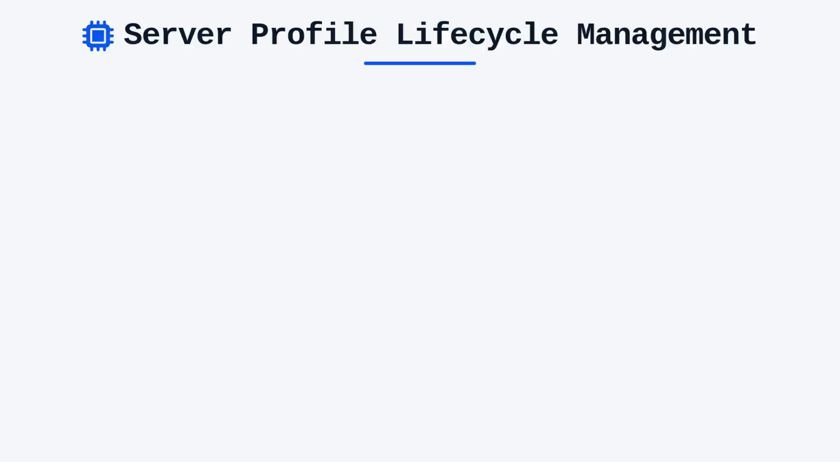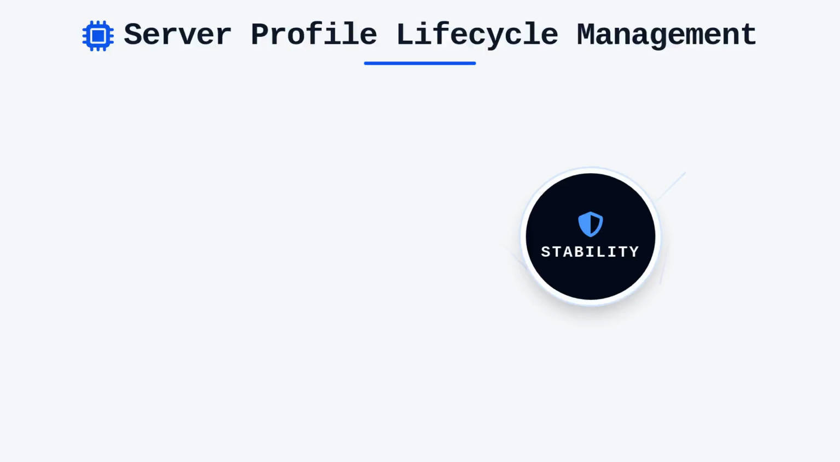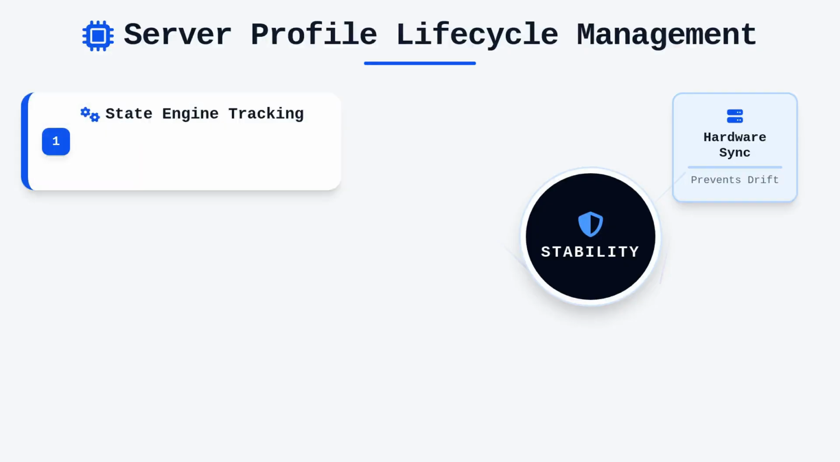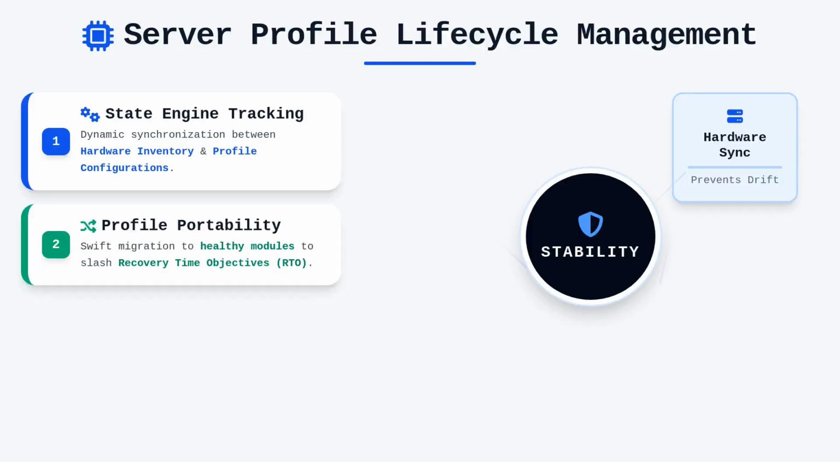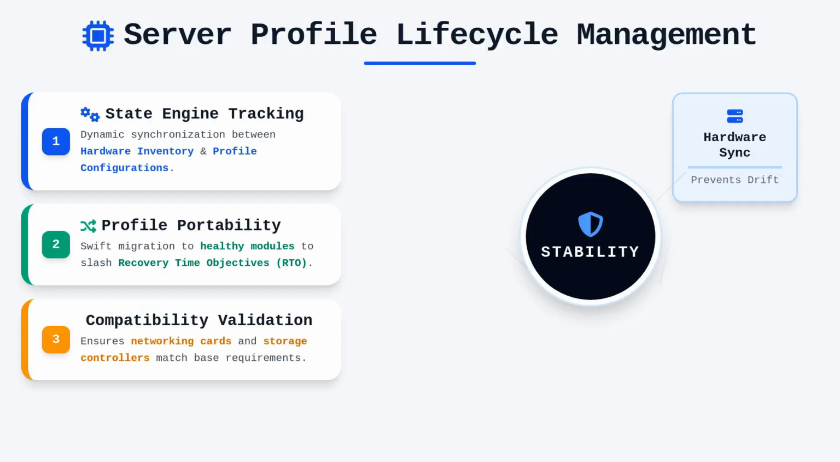Understanding the lifecycle management of these profiles is critical for maintaining infrastructure stability and scalability under stress. Once a profile is mapped to a server, the system manages the relationship through a defined state engine that tracks changes to both the hardware inventory and the profile configuration. Should a hardware failure occur, the administrator can move the server profile to a spare, healthy compute module, significantly reducing the recovery time objective. This portability necessitates a deep understanding of hardware compatibility requirements, as the profile expects certain base functionalities to be present, such as specific networking cards or storage controllers, to fulfill its configuration requirements.